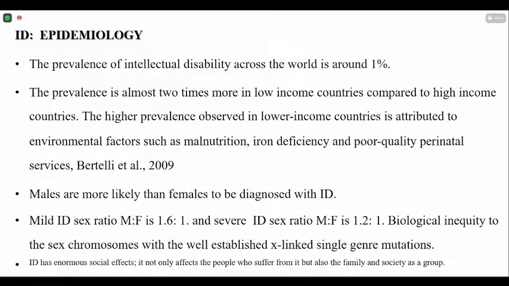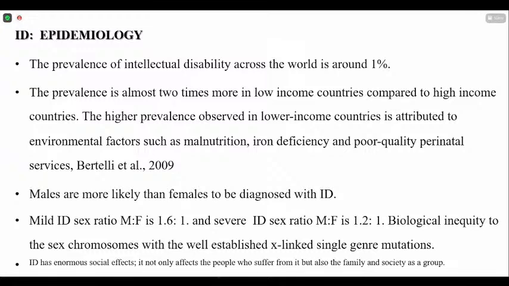Epidemiology, we already looked at that. Worldwide, we said is 1%. However, in lower income countries, due to environmental factors, the environment such as poverty, malnutrition, poor medical services, the severity and rate of intellectual disability is much greater, and the burden on the family because of the level of support is also much, much more.